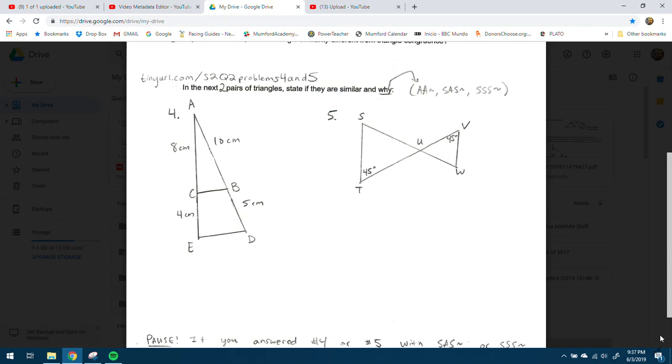Alright, so this is the second quiz. This is semester 2 quiz 2, problems 4 and 5. Remember, if you were stuck on 1 and 2, make sure you look to the last quiz because there was a video on how to do number 1 and 2.